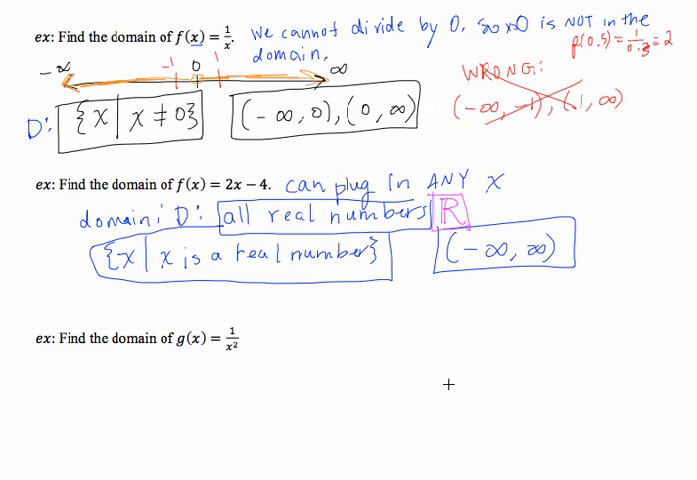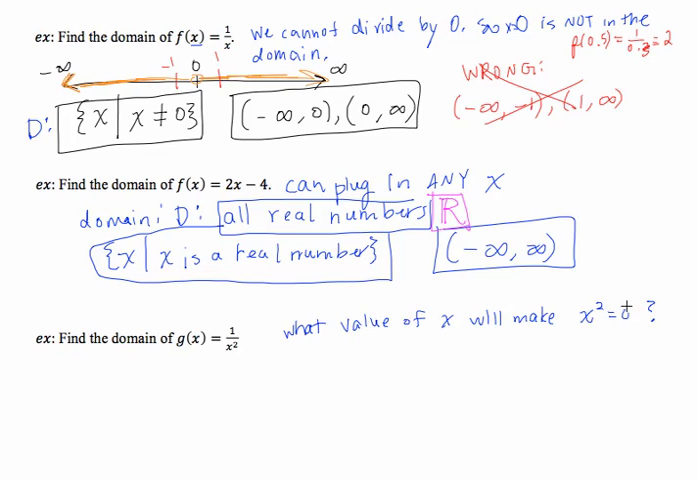Find the domain of g of x equals 1 over x squared. So again, are there any x numbers that for any reason you cannot plug into this function? This is real similar to the first one we did up here. What value of x is going to make that denominator 0? That's the question. What value of x will make the denominator, or x squared, equal to 0? Because that number is not going to be in the domain.